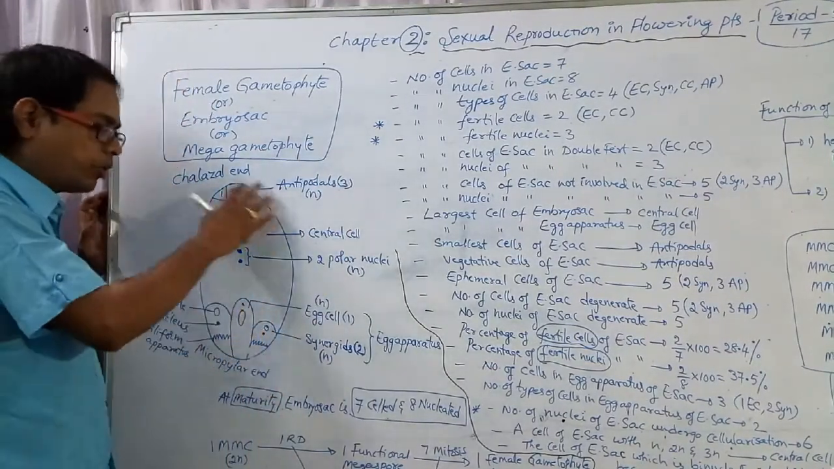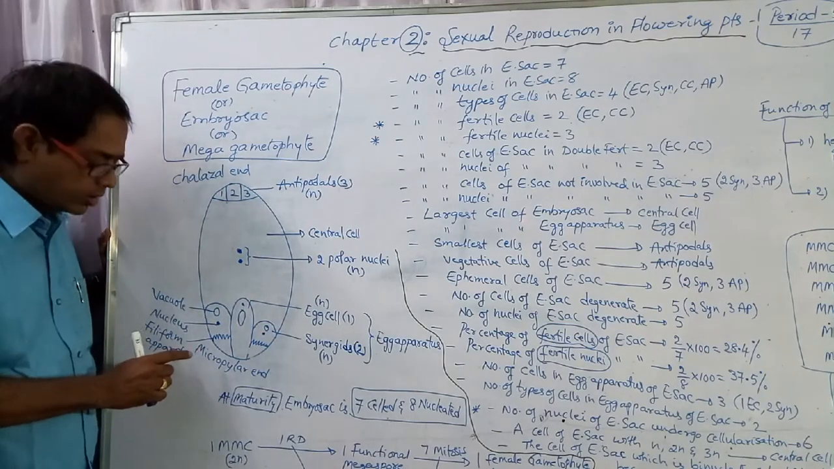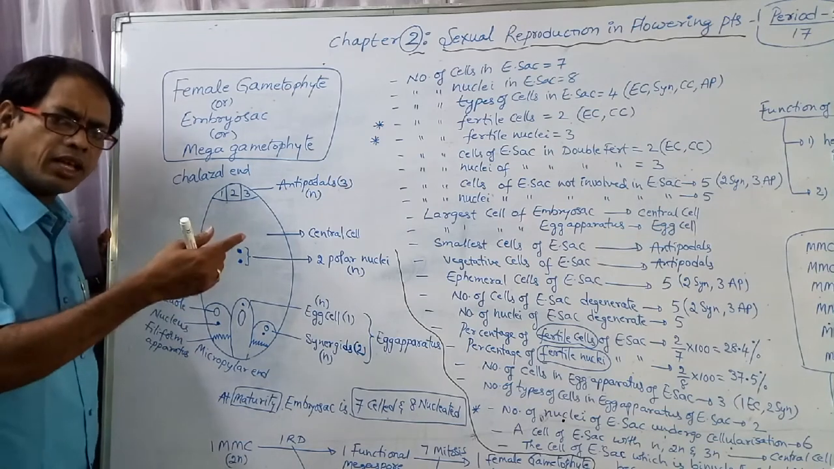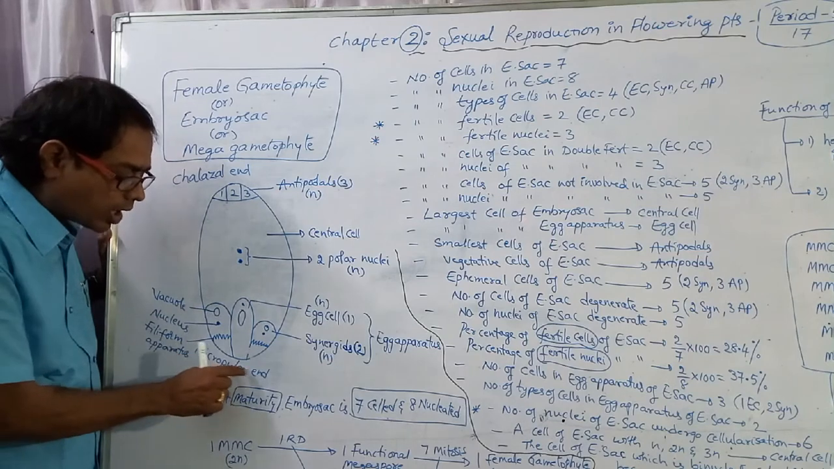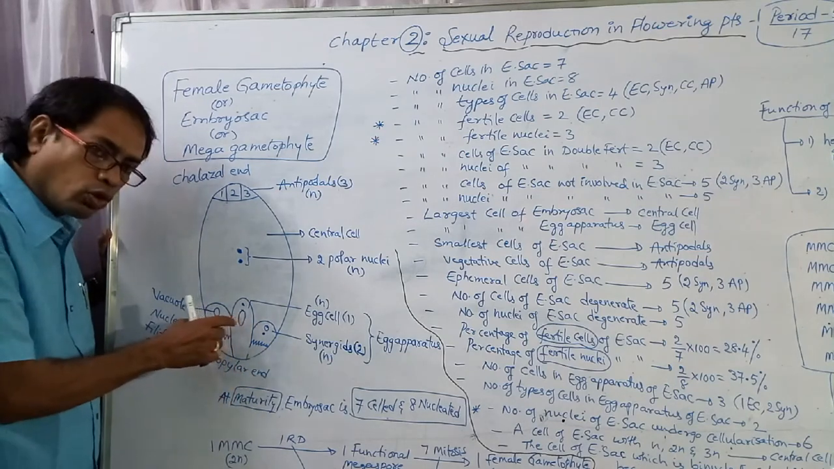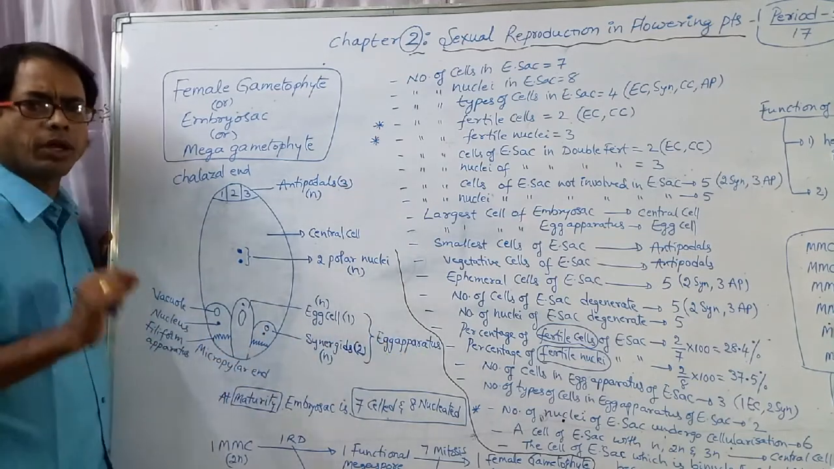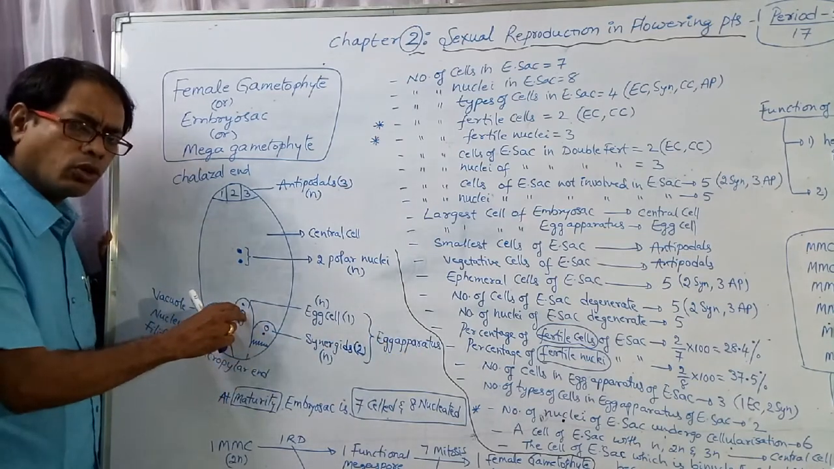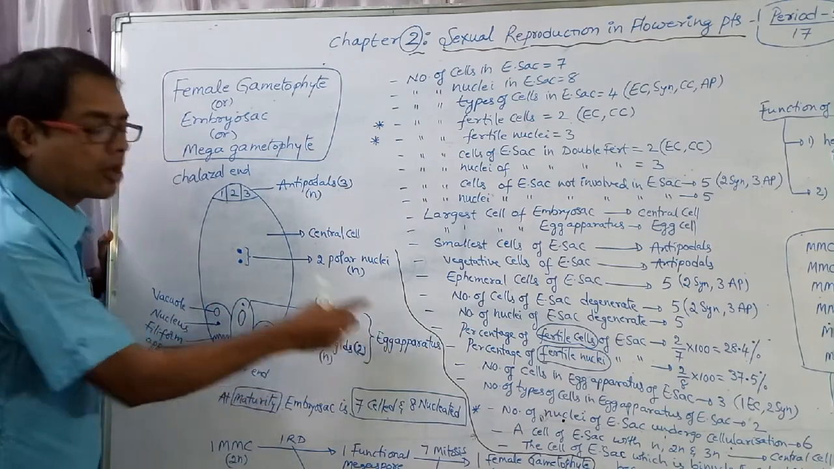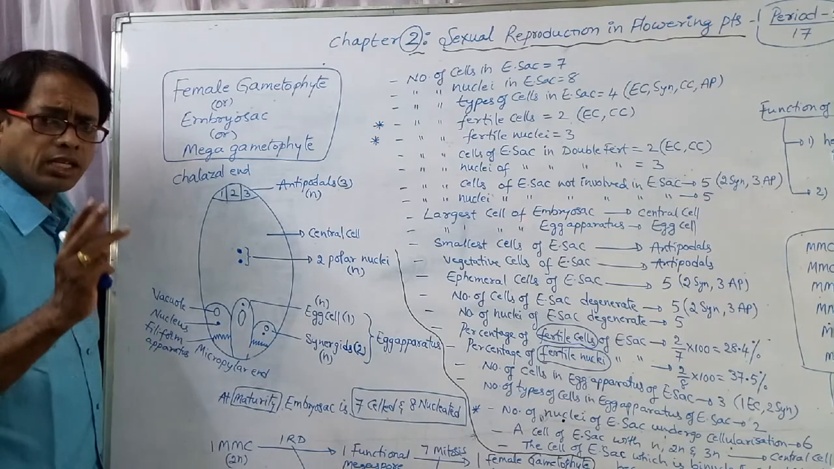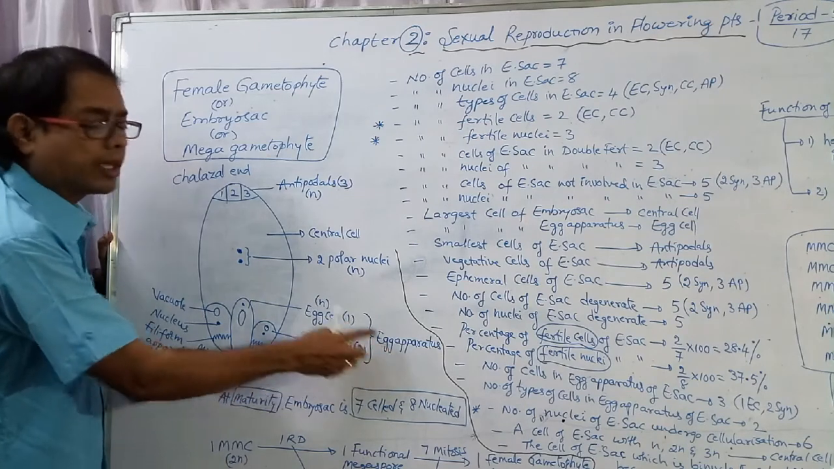This is the embryo sac. Where did I write the micropylar end? In the previous class I wrote it here. So where is the micropylar end? There the three cells grouped together are called the egg apparatus. That point you have to remember. The three cells which are grouped together at the micropylar end are called the egg apparatus.